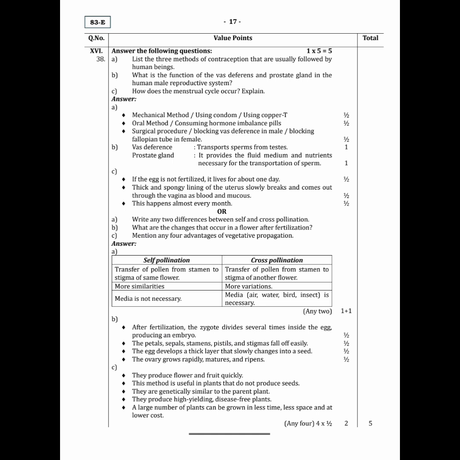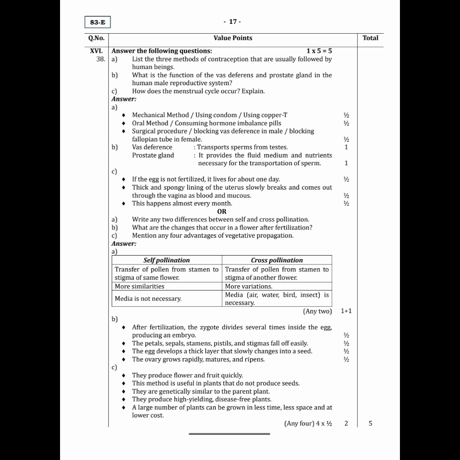Sub-question B. What are the changes that occur in a flower after fertilization? Answer. After fertilization, the zygote divides several times inside the egg, producing an embryo. The petals, sepals, stamens, pistils, and stigmas fall off easily. The egg develops a thick layer that slowly changes into a seed. The ovary grows rapidly, matures, and ripens.